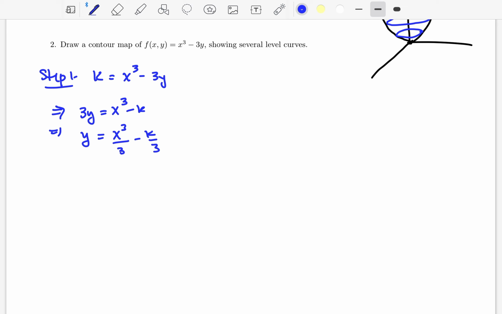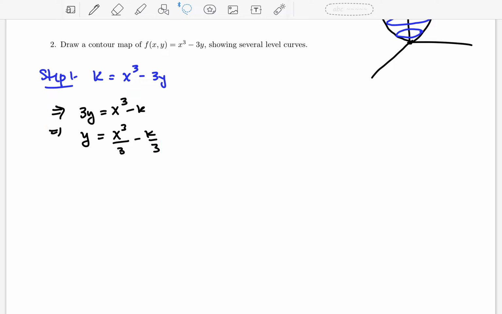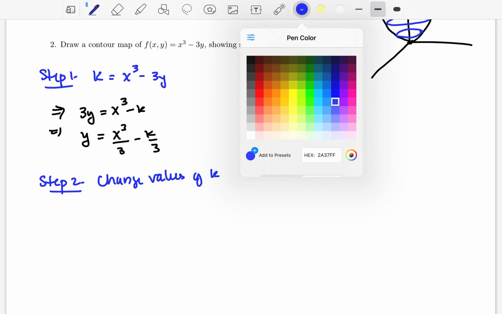Okay? Now, my second step is, and then I'm sticking to 5, my second step is to replace k with 5 other numbers and then sketch them. Okay? Now, this one it's harder to visualize in 3D, so maybe I'll just show you. I'll record a short video on using Desmos to show you these things. Okay? So step 2, change the values of k. So let's see, what do we get?